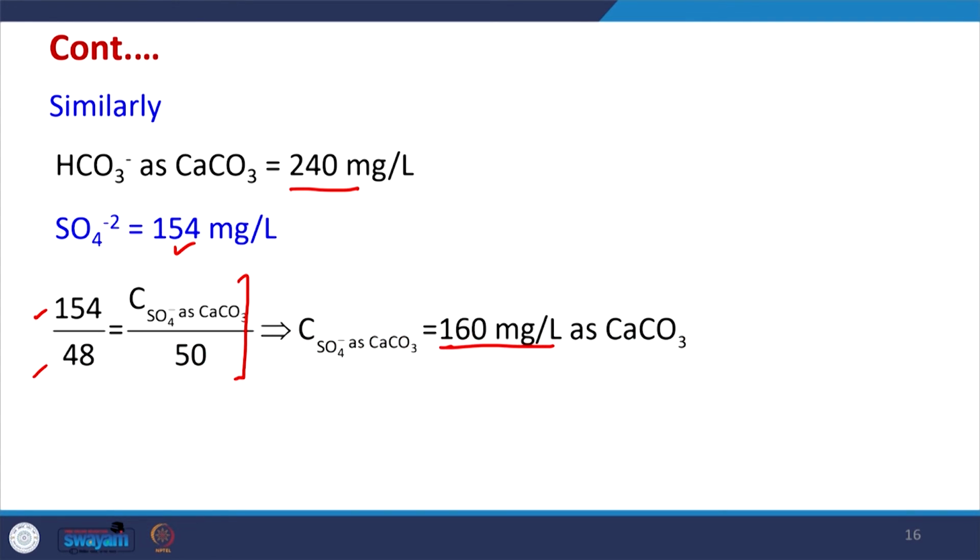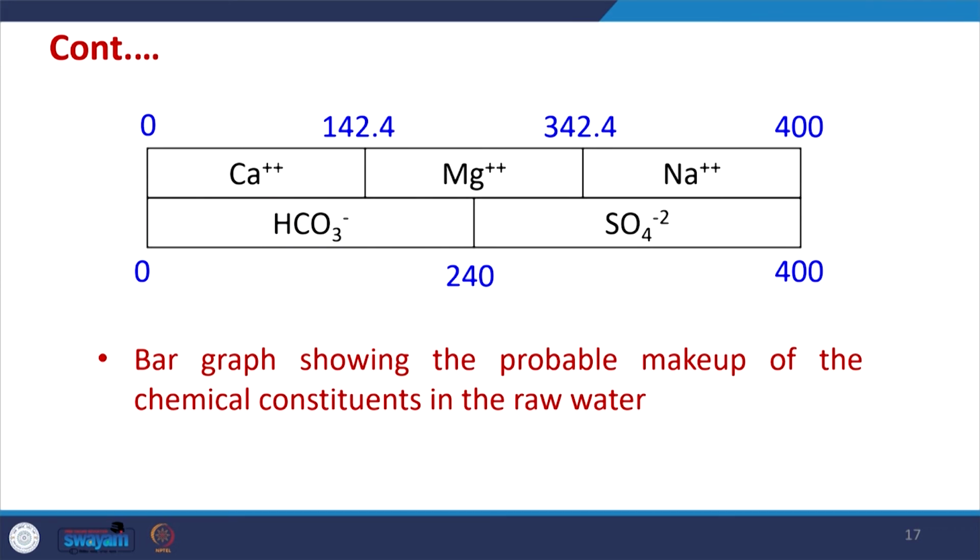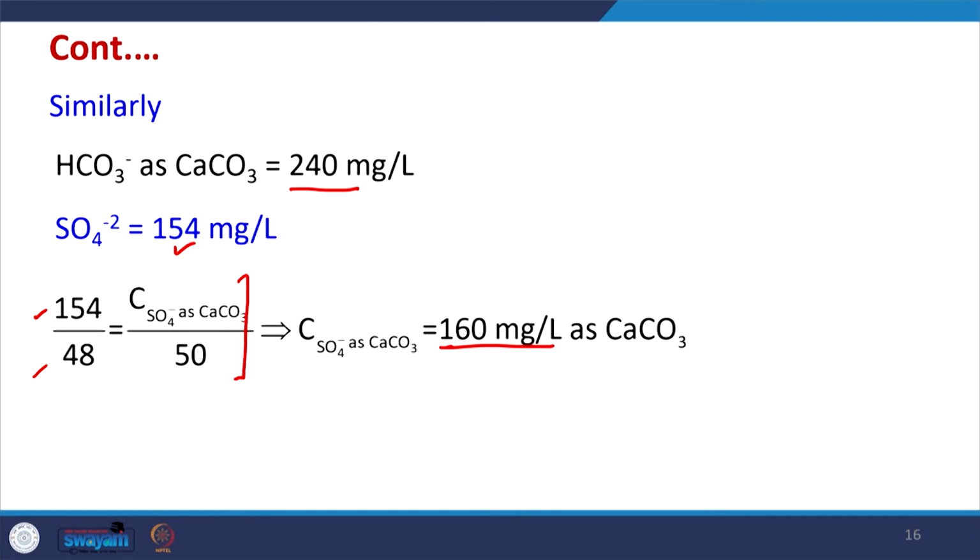Now, remember this type of bar graph we have discussed in initial lectures when we studied the water quality. So, when we studied different types of ions, we performed how to draw this type of curve, and through that we can find out what is the calcium hardness, what is the magnesium hardness, whether it is carbonate hardness or non-carbonate hardness. So, through that we can determine. Now, we now draw this bar graph.